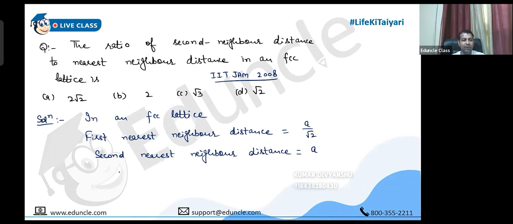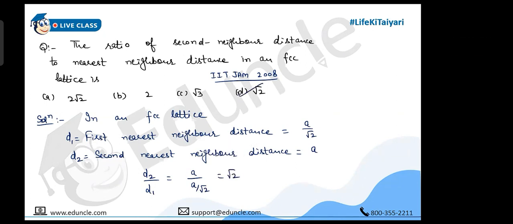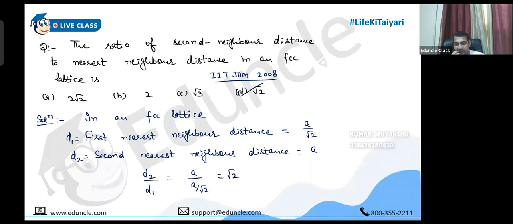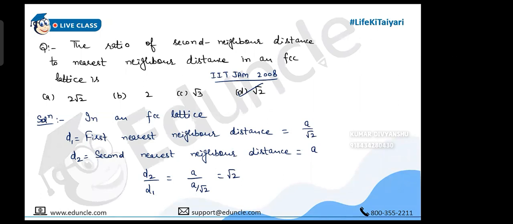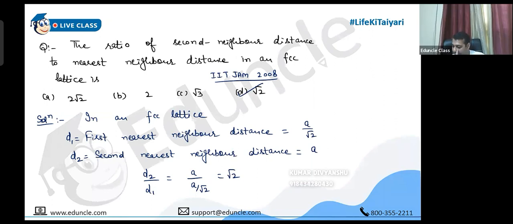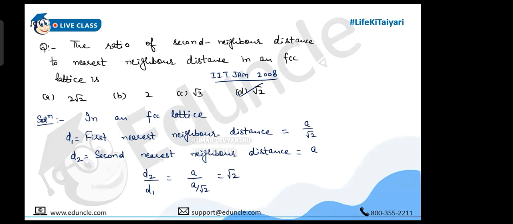So can I call this D2 and D1 just to make things easier? Okay. Yes, sir. That was in BCC. Someone said root 3 by 2 a, I think. Yes, sir, I think it's a BCC lattice, that's why I said. That is in BCC, that is not in FCC. In BCC, the first nearest neighbor distance is root 3 by 2 a, and the second is a. If it would have been BCC, then root 3 by 2 a and then a. It's like that.